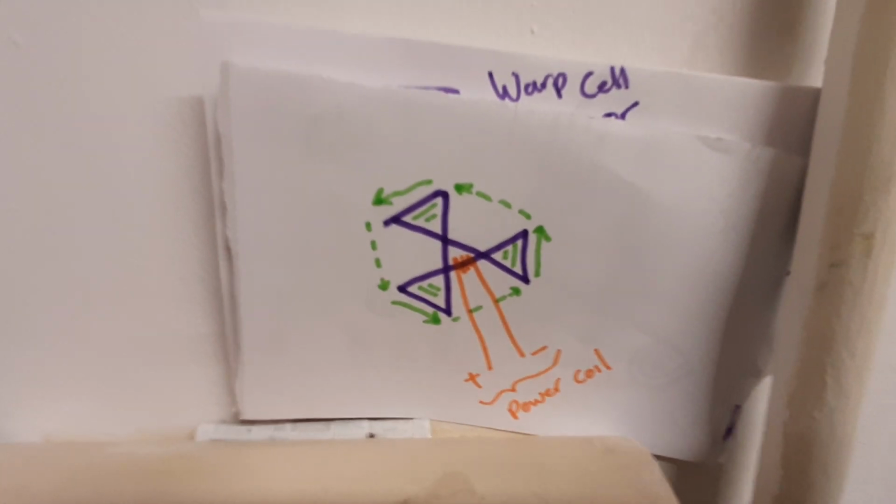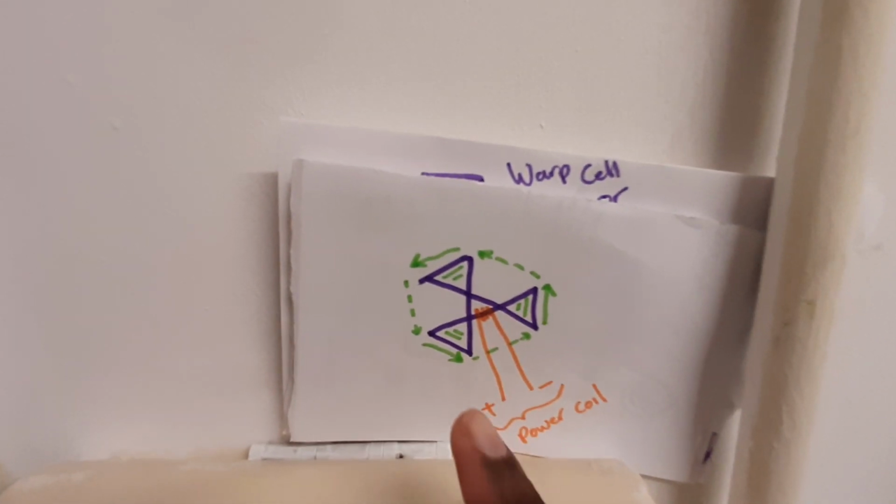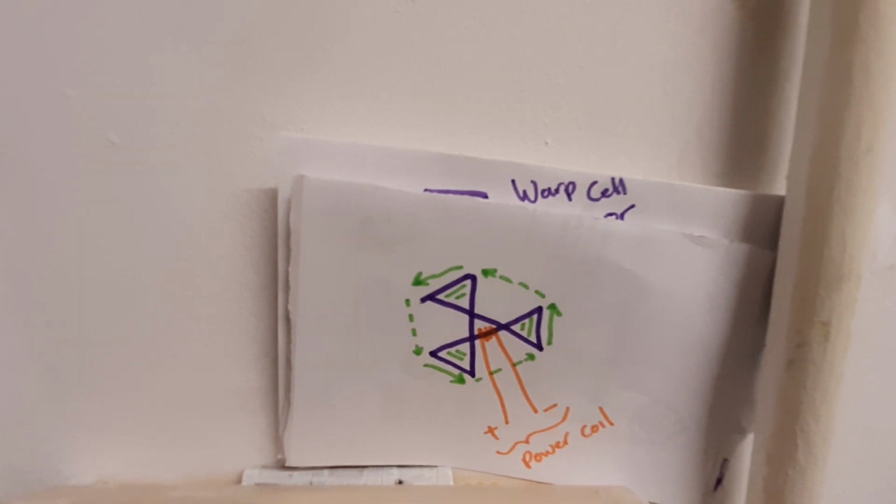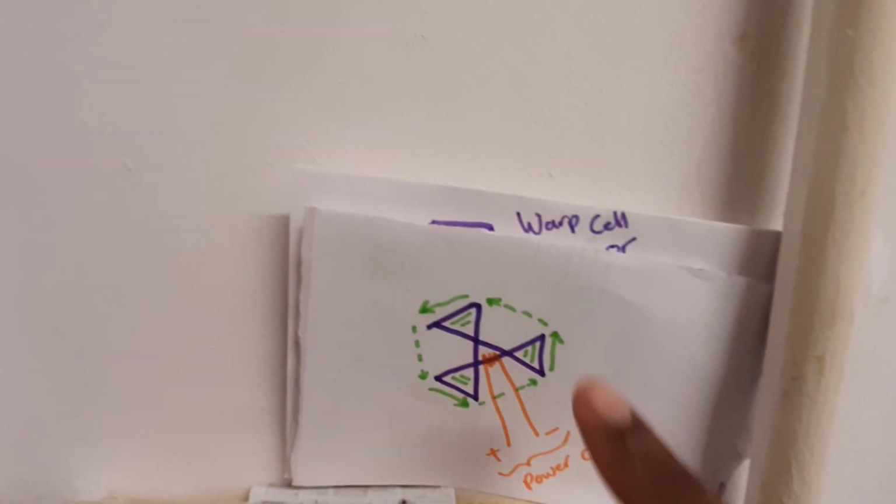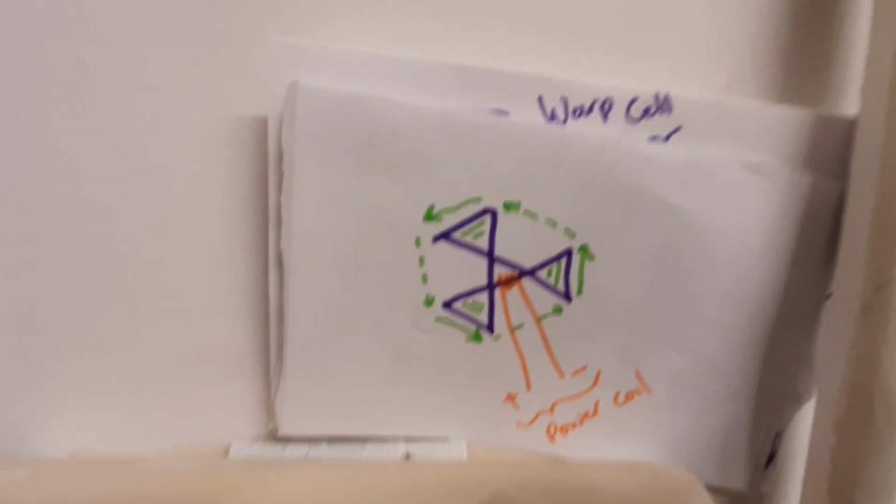So here's one idea. If we have this crossover of cable, which is powered by a coil, we would have a rotating magnetic field.